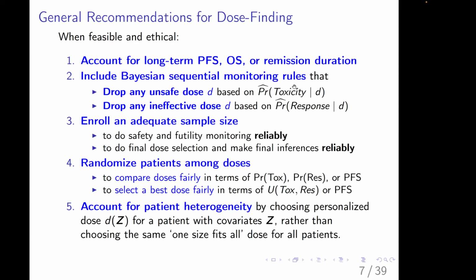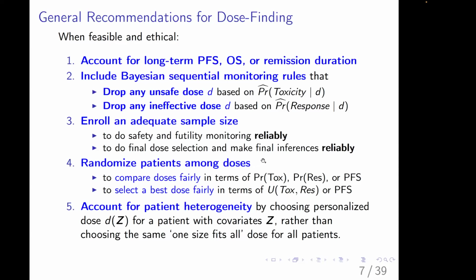Include Bayesian sequential monitoring rules that drop an unsafe dose if the estimated probability of toxicity is too high, drop an ineffective dose if the estimated probability of response is too low, and that enroll an adequate sample size to do safety and futility monitoring reliably and to do final dose selection and make final inferences reliably.